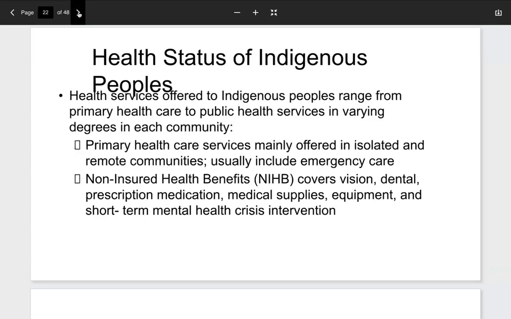And health services offered to Indigenous peoples do range from primary health care to public health services. So there's primary healthcare services that are offered in isolated and remote communities, including emergency care. And then there's that program I'd mentioned, the non-insured health benefits. This does cover vision, dental, prescription medication, medical supplies, equipment, and short-term mental health crisis intervention as well.